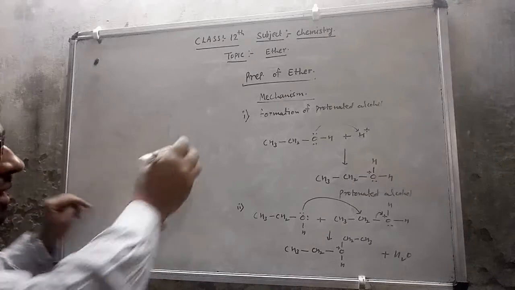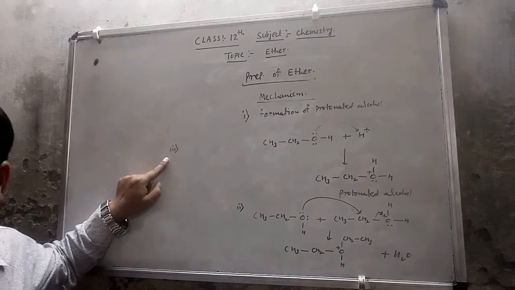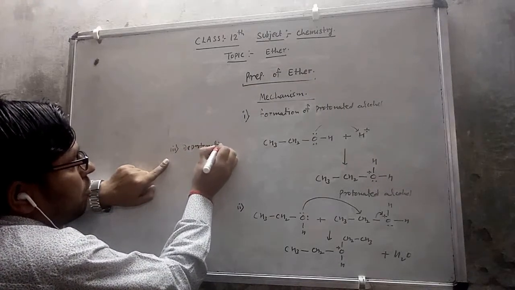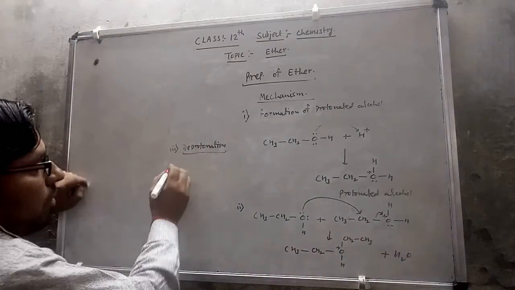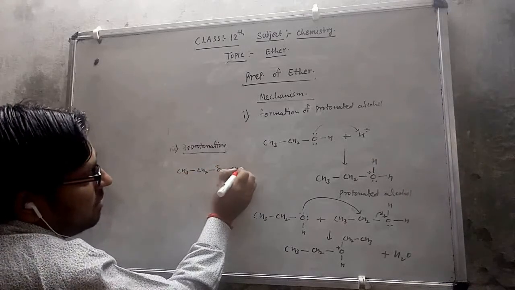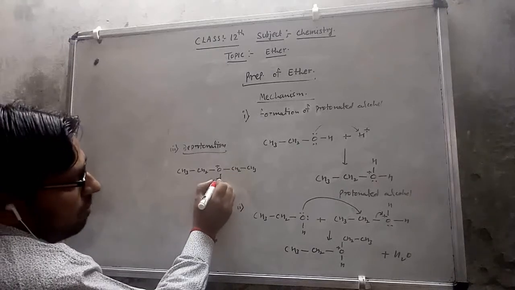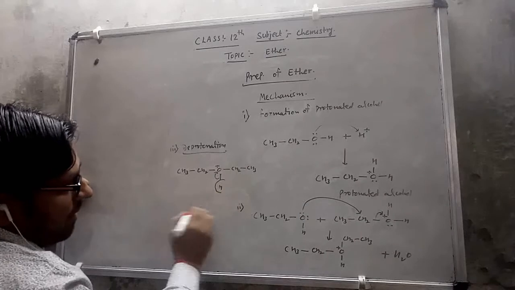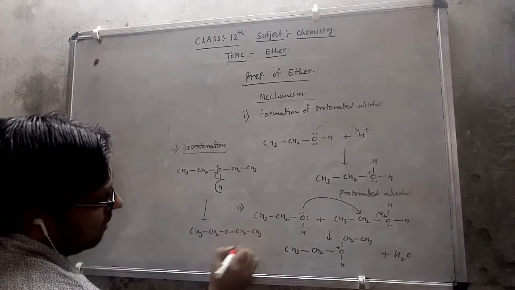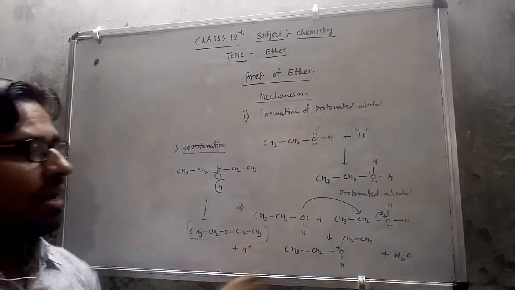The third step, again very simple, is the loss of proton, or I can say deprotonation. Deprotonation means loss of proton. So whatever compound I have, CH3CH2O positive with CH2CH3 and this hydrogen: the electrons between oxygen and hydrogen bond will go to this oxygen, and from here a hydrogen ion is released. So what I'm getting here is CH3CH2OCH2CH3 along with a hydrogen ion. This is again the ether, ethoxyethane. That means this is the total mechanism of this reaction.